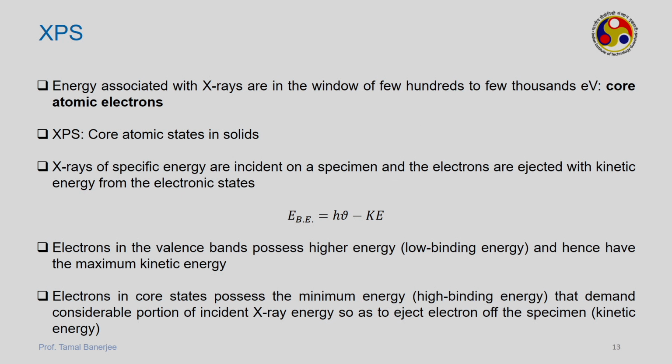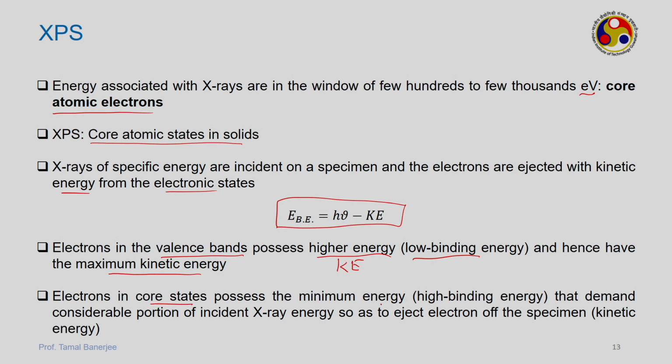So, let us summarize what XPS means. Energy associated with X-rays is in the window of a few hundred to a few thousand electron volts, which is for core atomic electrons. So, XPS usually determines the core atomic states in solids. X-rays are incident on a specimen and the electrons are ejected with kinetic energy from the electronic states. I need not explain this expression again, I just explained it. So, binding energy is nothing but the input energy minus the kinetic energy. Electrons in the valence band will have higher kinetic energy, because they have low binding energy and hence will have the maximum kinetic energy.